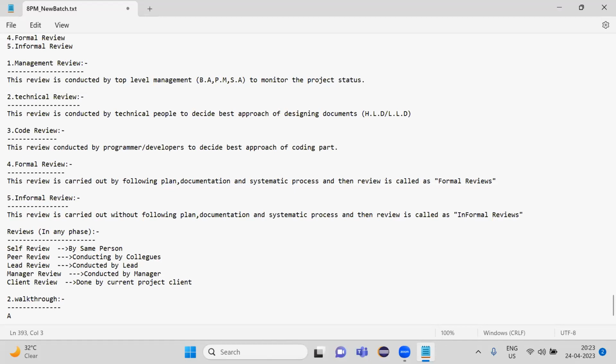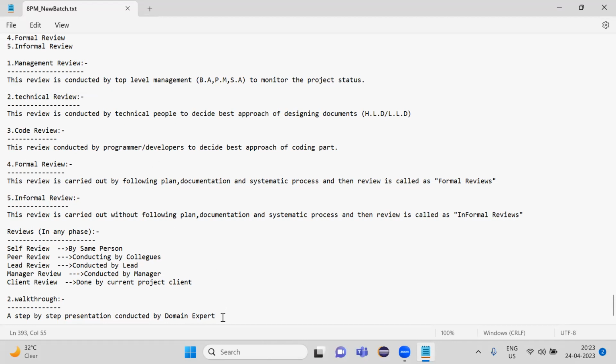What is a walkthrough? A walkthrough is nothing but a step-by-step presentation conducted by the domain expert. That is called a walkthrough. A step-by-step presentation conducted by whom? The domain expert. He will give the presentation, which is conducted by the domain expert. Clear? This comes under static testing.